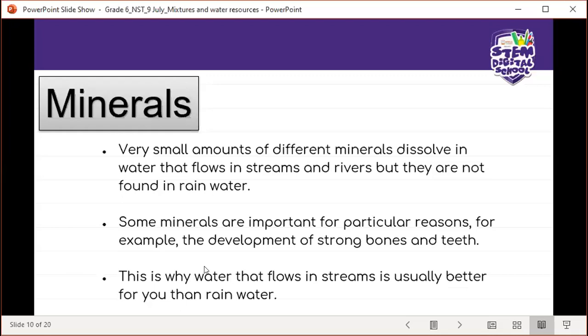Okay, and the last point, this is why water that flows in streams is usually better for you than rainwater. Okay, so that is why it is advised that we rather drink water that flows in streams than rainwater, because in rainwater we have a lot of dangerous substances that have actually dissolved in the rainwater. An example of that is the nitrogen, which caused the rainwater to be slightly acidic. Okay.